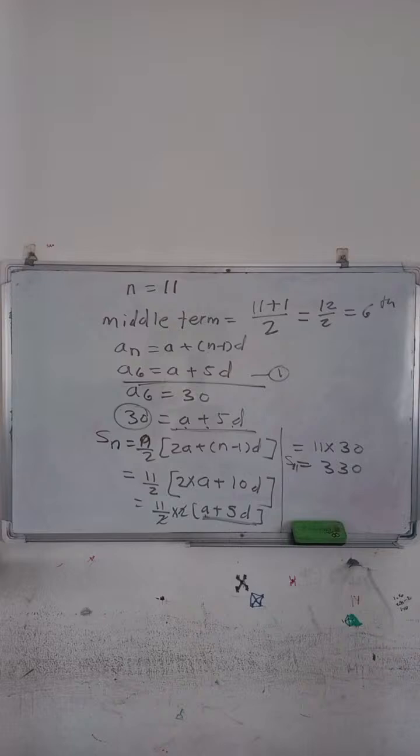If the sum of first m terms of an AP is the same as the sum of its first n terms, show that the sum of its first m plus n terms is 0.